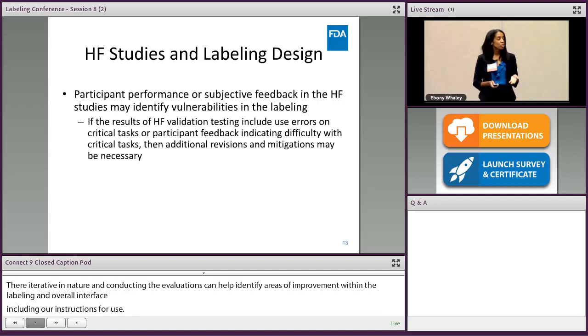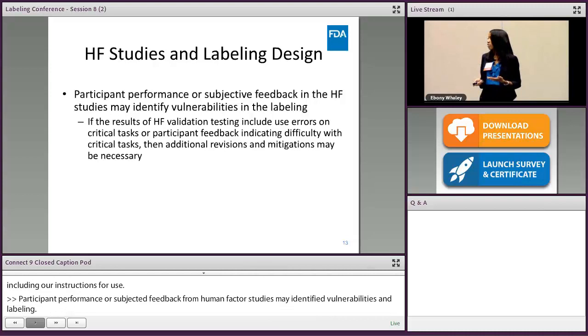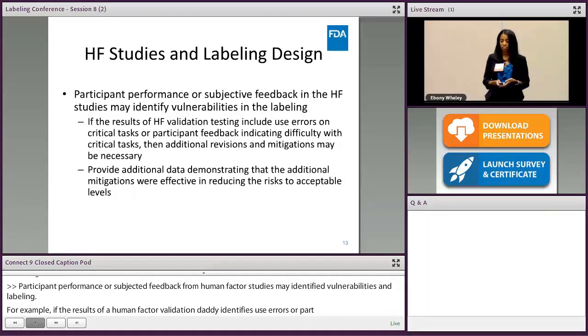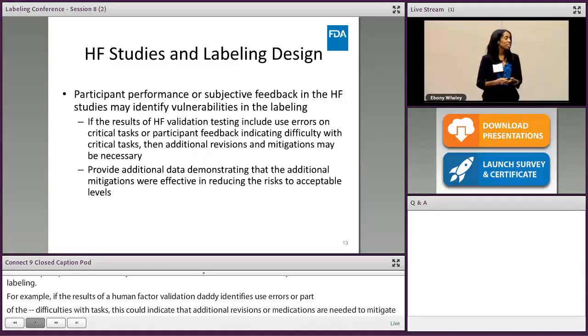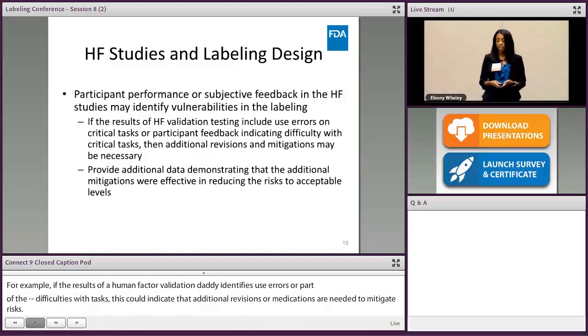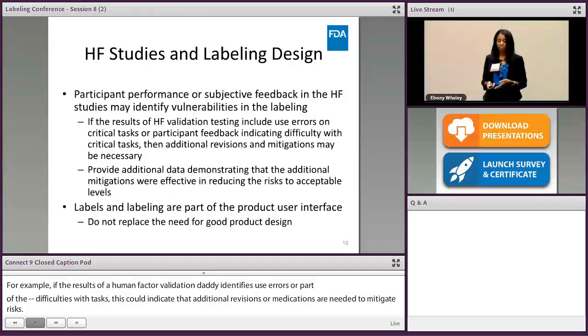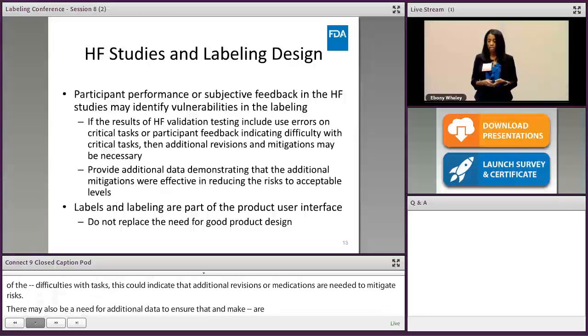Participant performance or subjective feedback from human factor studies may identify vulnerabilities in labeling. For example, if the results of a human factors validation study identifies use errors or participant difficulties with critical tasks, this may indicate that additional revisions or mitigations are needed to mitigate risk. There might also be the need for additional data to ensure that any mitigations that are implemented are acceptable and reduce risk to an acceptable level.